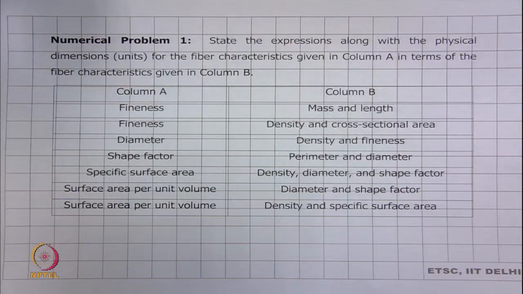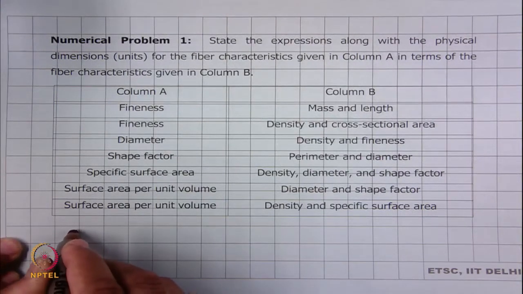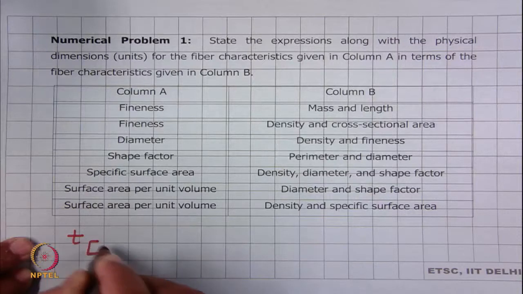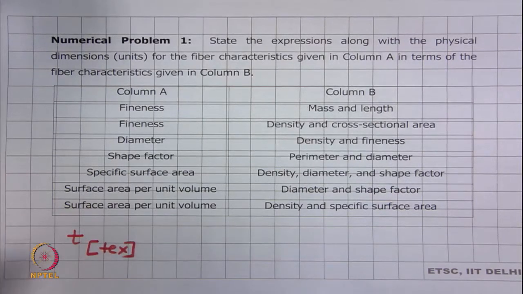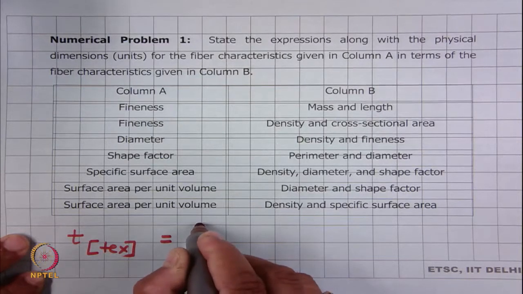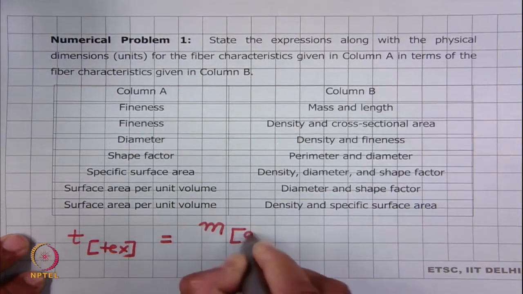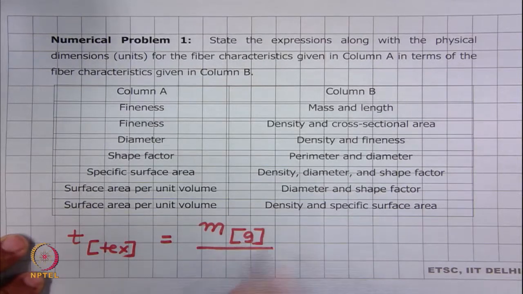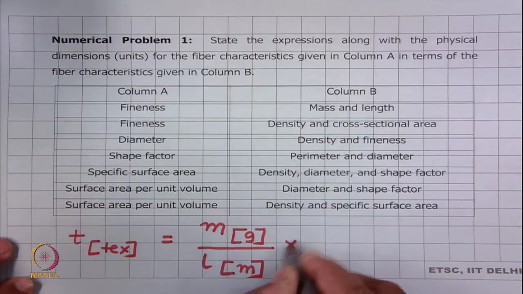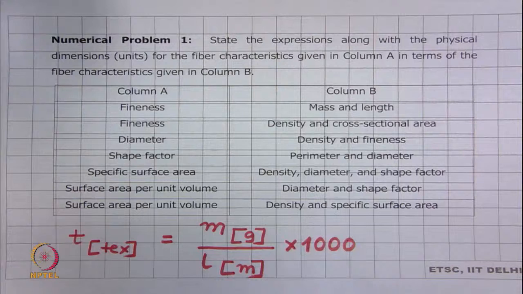So, what is fineness? Fineness, we have used the symbol T, is often used in terms of tex. Tex is equal to mass. Let us express mass in terms of gram divided by length. Let us express length in terms of meter. So, in order to balance both sides, you have to multiply by 1000.